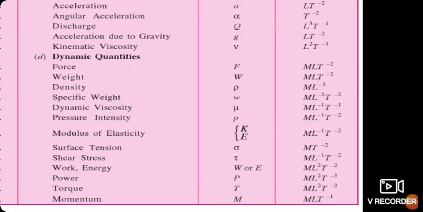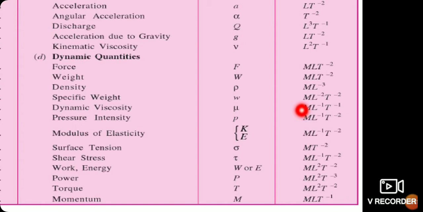Force. Force is measured in Newton, and F is equal to M A. M means kg, A means meter per second square. So Newton is equal to kg meter per second square, which means M raised to 1, L raised to 1 and T raised to minus 2. Like that, weight means force, again the same dimension. Specific weight is Newton per meter cube.